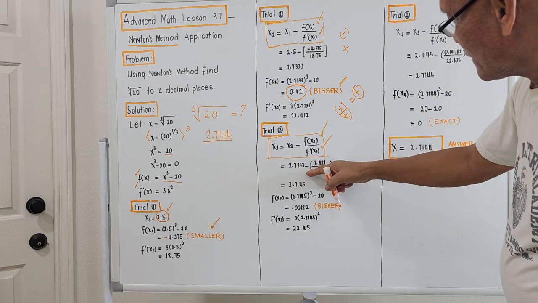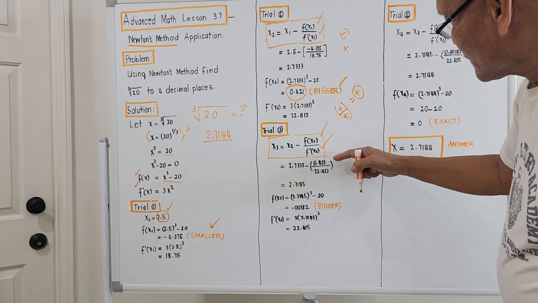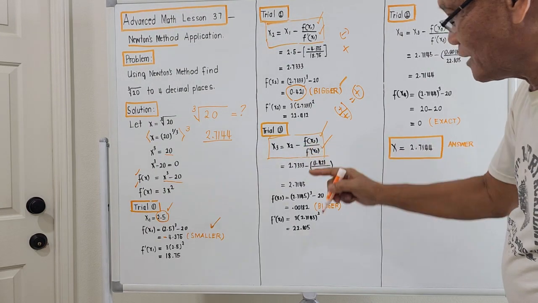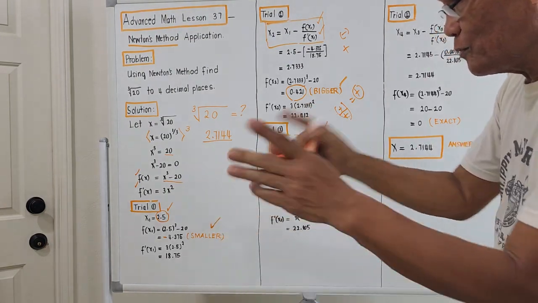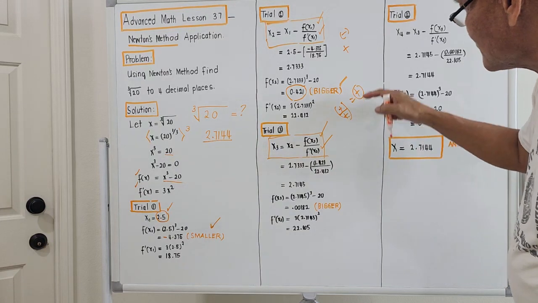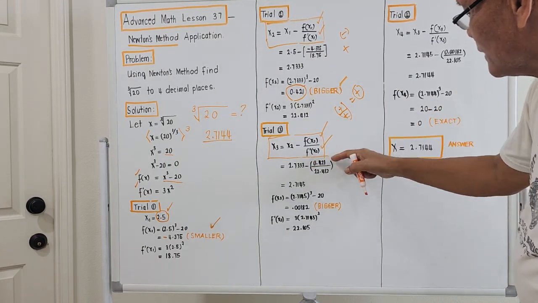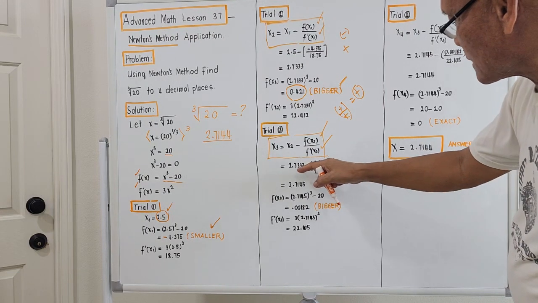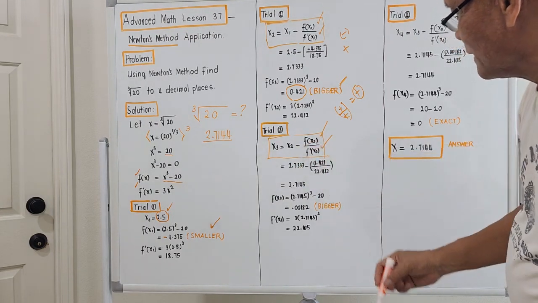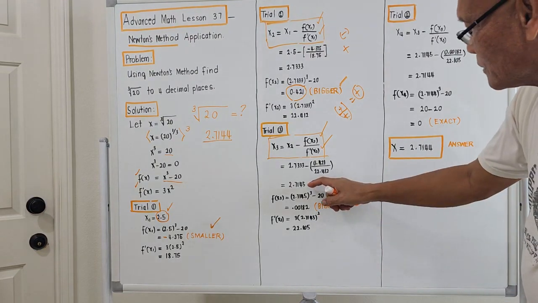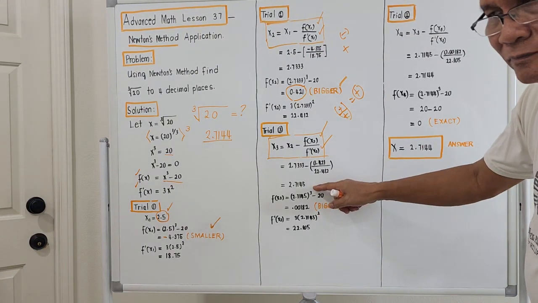But this is preceded by minus. So whatever the ratio of this one, we will subtract that from 2.733. It should not be added. It should be subtracted because a plus and a plus is a plus, and a minus multiplied by a plus will be minus. So the ratio of this one, we subtract that from 2.733. And after the simplification, what comes out is 2.7145.